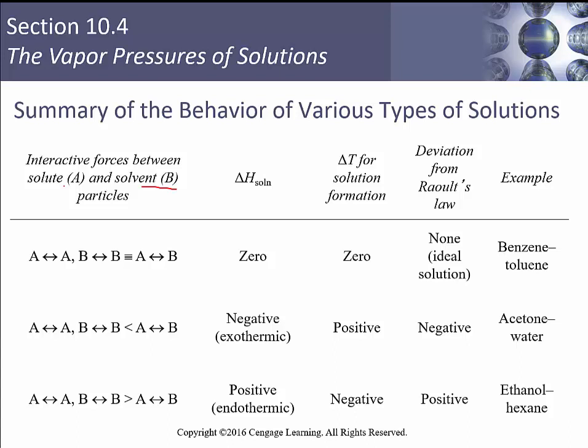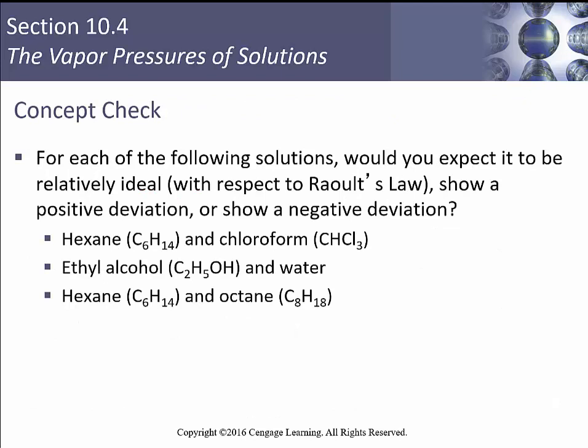If we've got A and B, so the AA and BB interactions are about the same, but they're bigger than the interactions between A and B. So A likes to hang out with A, B likes to hang out with B, but A and B do not like to hang out with each other. That's going to be a positive or endothermic mix. Our temperature will drop. Our deviation will be positive, so something like ethanol and hexane, right? These are opposite. They're not going to want to mix with each other, right? Acetone and water, both are going to want to mix with each other because they're polar.